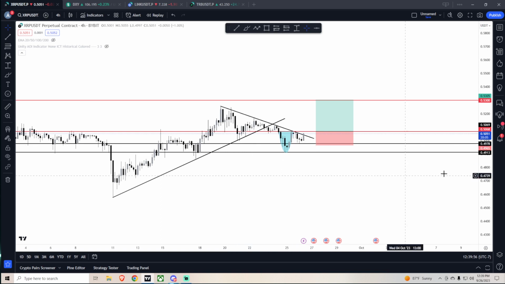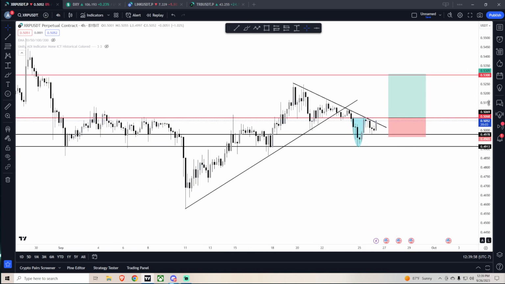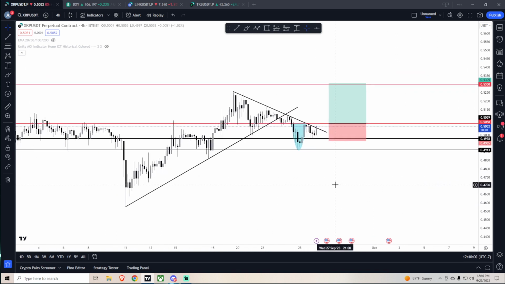I go heavy into the difference between OBs and supply demand zones in my class. It's going to take me a while to explain.